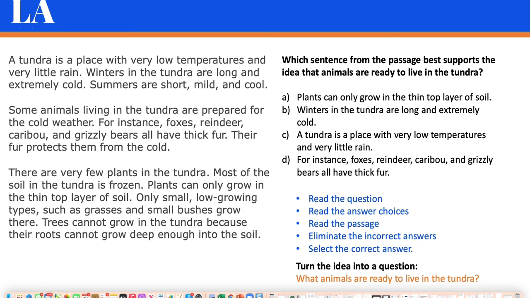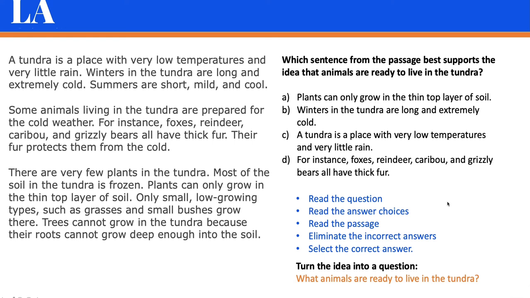There are very few plants in the tundra. Most of the soil in the tundra is frozen. Plants can only grow in the thin top layer of soil. Only small, low-growing types such as grasses and small bushes grow there. Trees cannot grow in the tundra because their roots cannot grow deep enough into the soil.